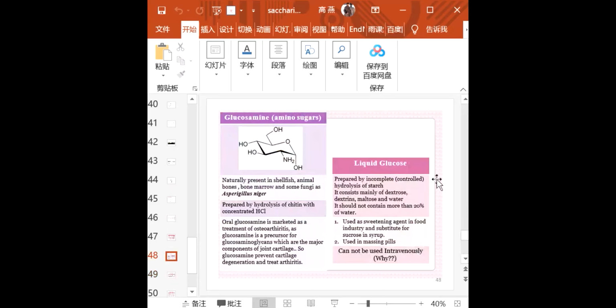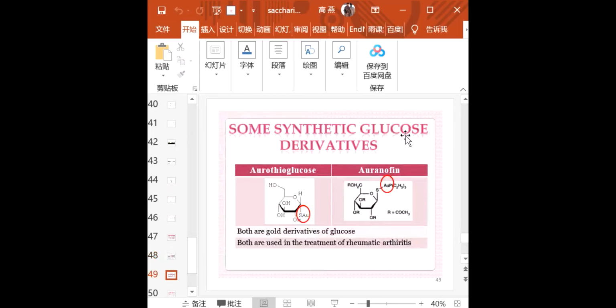This is for typical monosaccharide, and we'll also look at some synthetic glucose derivatives. And these are two typical synthetic glucose derivatives, and both of them are gold derivatives of glucose. And actually, both of them are used in treatment of rheumatic arthritis.